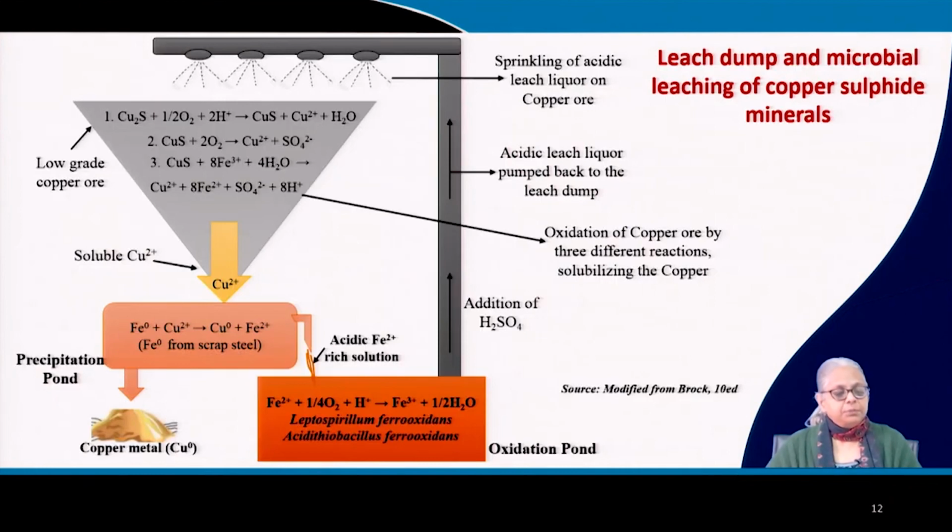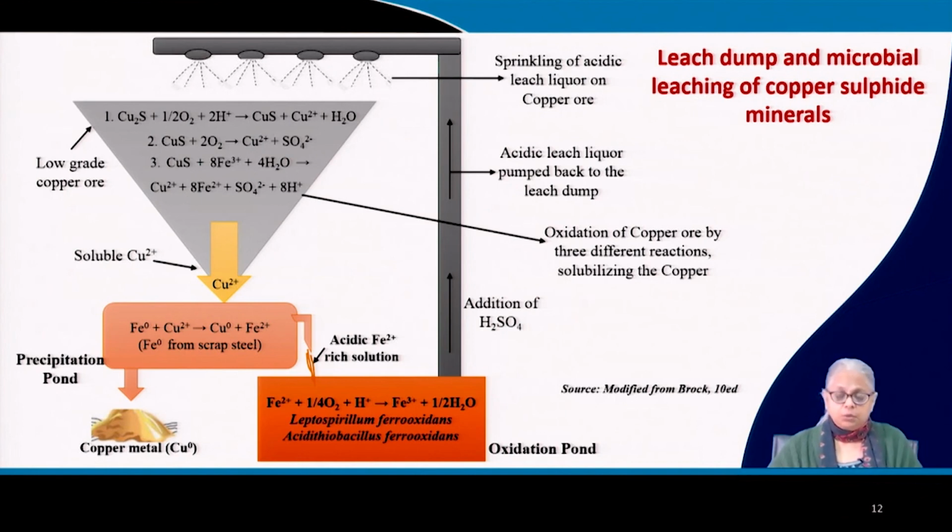So let's start with the sprinkling of acidic water or leach liquor on the copper ore. At this point, sulfuric acid is part of the leach liquor, and it has been sprayed all over the copper ore. Three types of major reactions are happening at this point. The first reaction is a bacterially mediated reaction. The second one is both biological as well as chemical, and the last one is a chemical reaction.